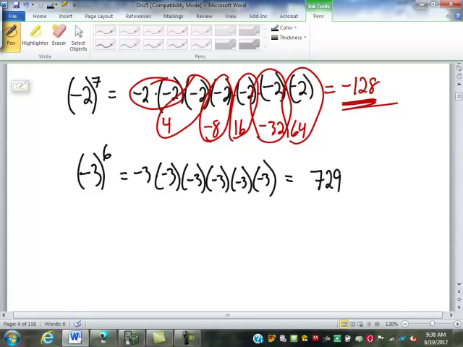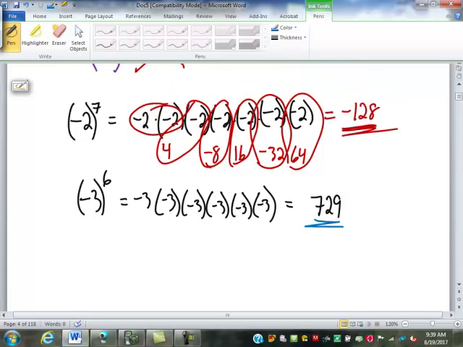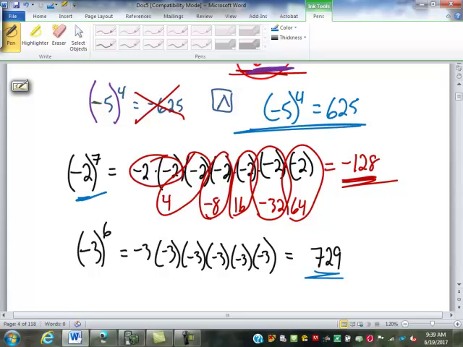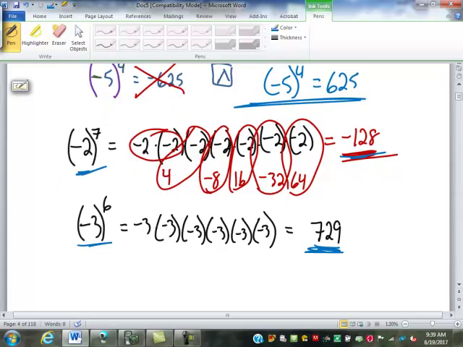You get 729? Positive 729, right? So as you're looking at these examples we've done so far, negative 5 to the power of 4 was a positive 625. Negative 2 to the power of 7 was a negative 128. Negative 3 to the power of 6 was positive. If it's an odd power, it's going to be negative; if it's an even number, it's going to be positive.